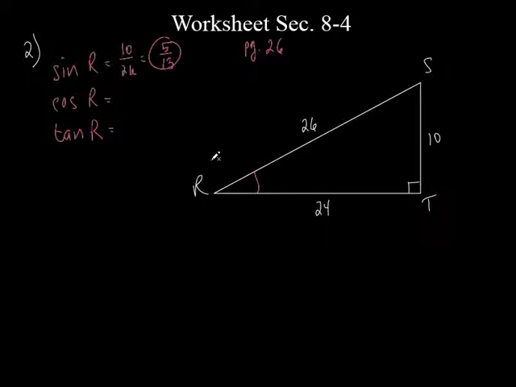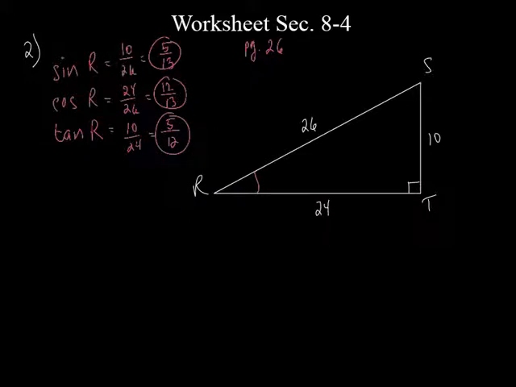Okay, cosine. The cosine is the adjacent over the hypotenuse. So it's 24 over 26. 2 goes into both of those, 12 over 13, and that's how you want to write that answer. The tangent of angle R is the opposite over the adjacent. So it's 10 over 24. Reduce it, 2 goes into 10 five times, 2 goes into 24 twelve times, and there it is. That's what they are right there.